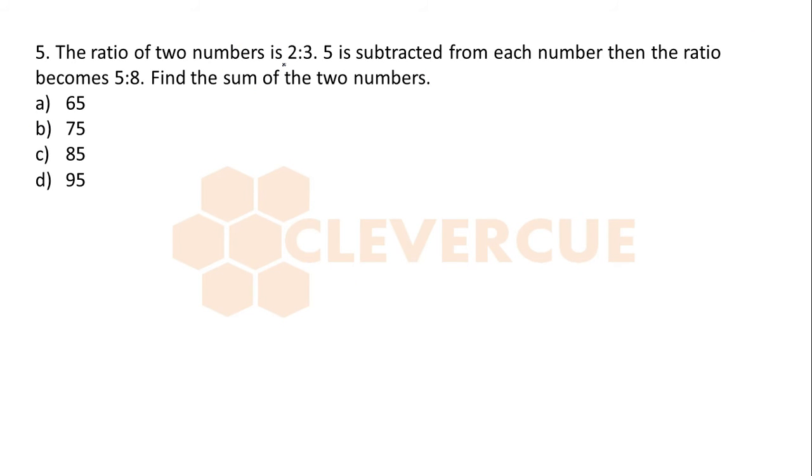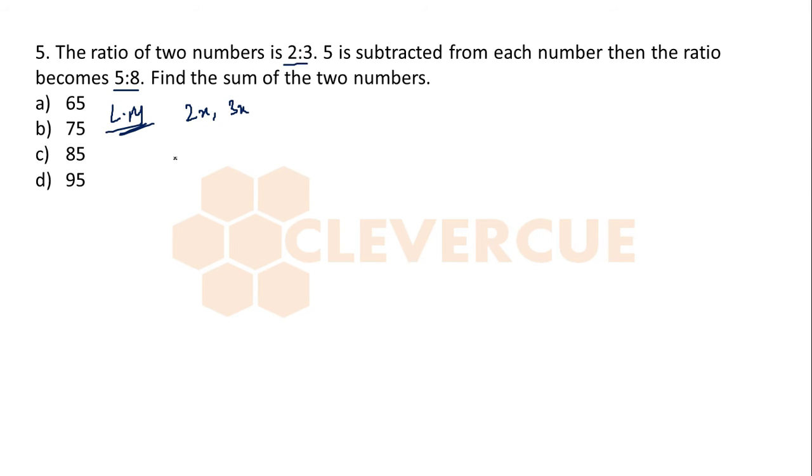The ratio of two numbers is 2:3. If 5 is subtracted from each number, then the ratio becomes 5:8. Find the sum of the two numbers. See, for this also we can use two methods, but one is a longer method and the other one is a shorter method. First, let us see the longer method. Let the two numbers be 2x and 3x.